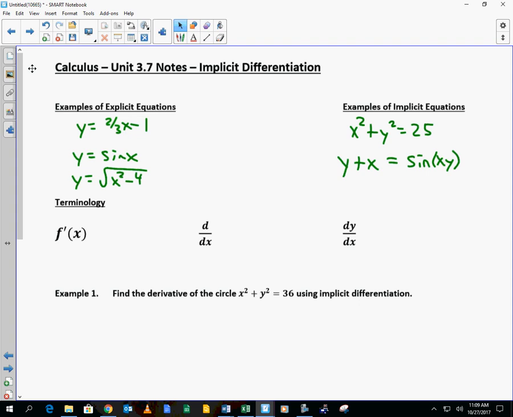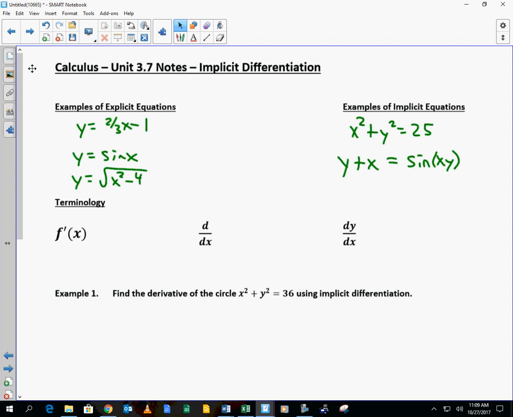I'm sorry, explicitly for y. In this case, we have not solved explicitly for one variable. You can see x squared plus y squared equals 25. What graph does that make? It makes a circle with a radius of 5. Is that a function? No.